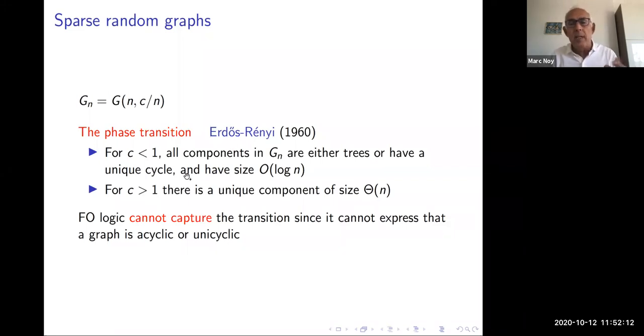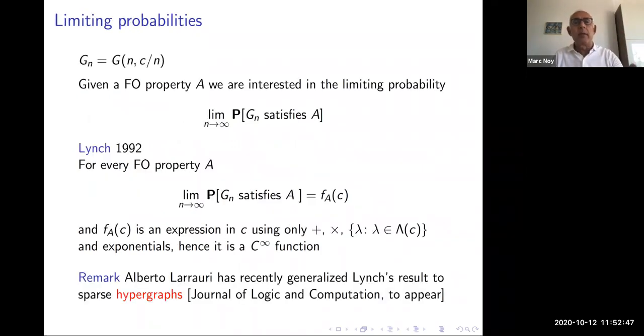Now, we could say that first order logic cannot capture this transition. Why? Because in first order logic, we cannot express whether a graph has a cycle or not, or whether it has a unique cycle. We can express that it has a cycle of length 8 or any constant, but we cannot express being cyclic or not, and this is provable. But this intuition was made very precise in the following result.